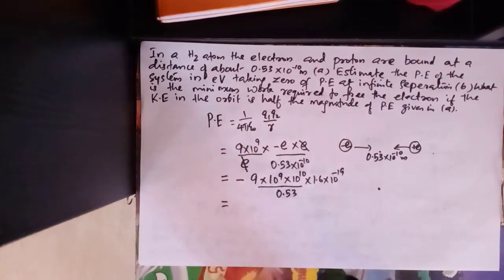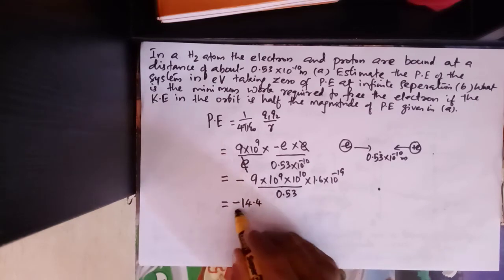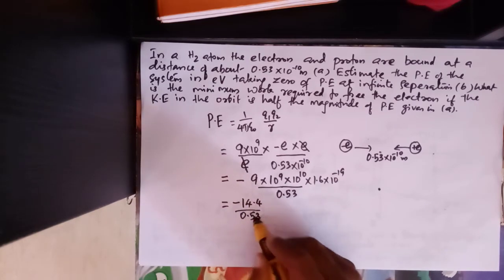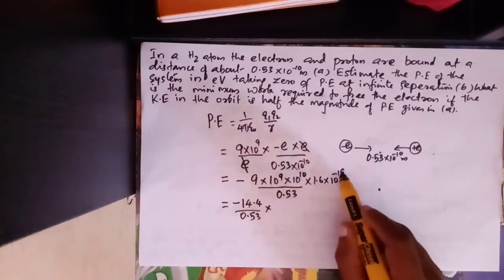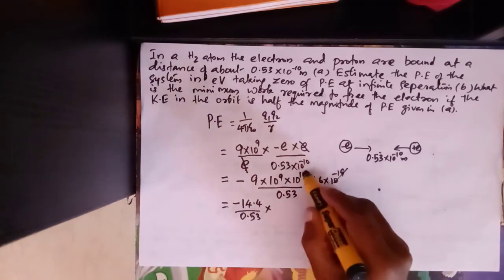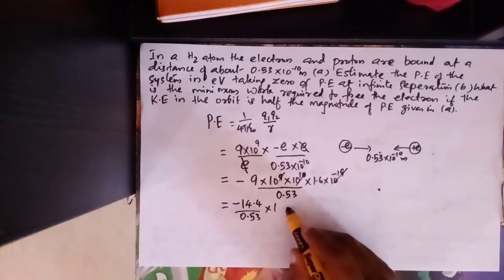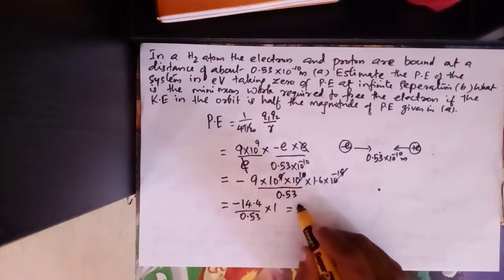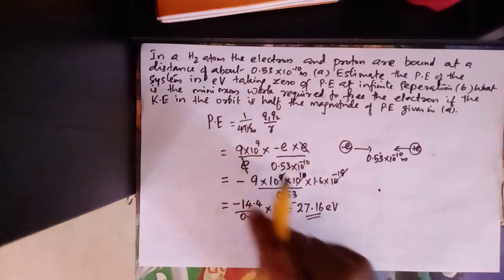Okay, how will you simplify this? 9 into 1.6, it will be 14.4 divided by 0.53 into the powers 10 plus 9, 19. Here we have minus 19, both will cancel. Okay, so this cancels with these two together. So it will be 1. So values are cancelled. What will be the value when you divide this? You will get the division. It leads to 27.16 eV. But we have a negative sign. This is the potential energy.